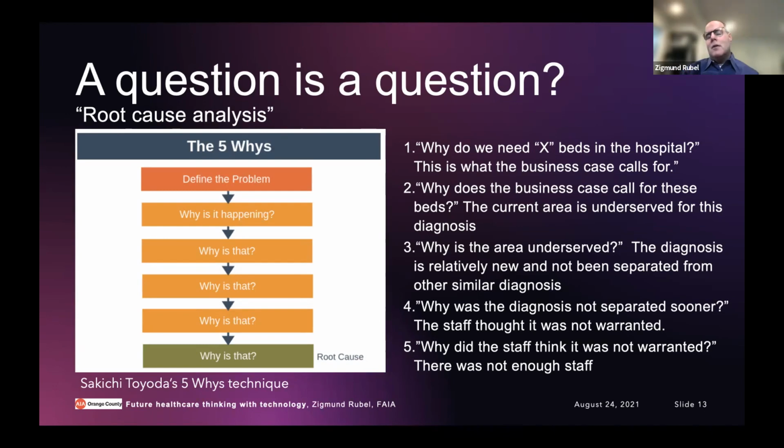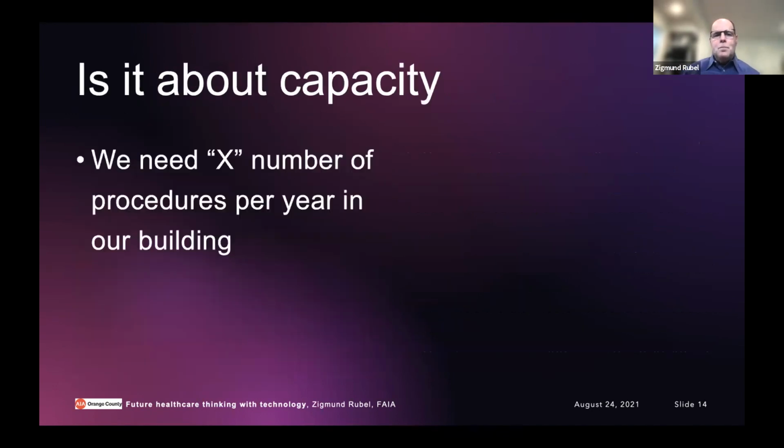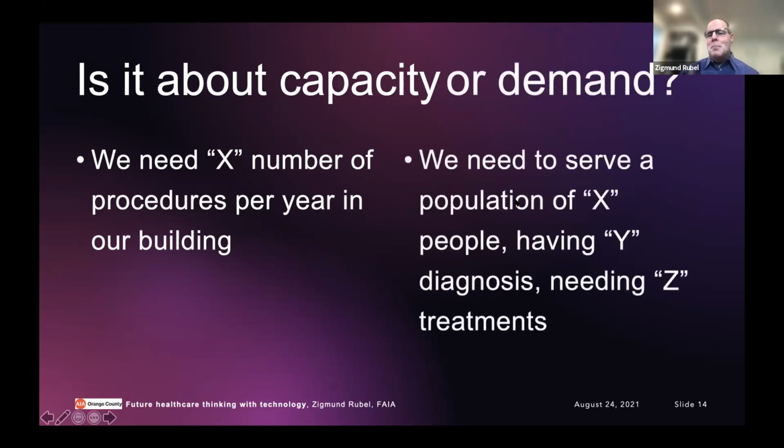And the point here is that they're still not going to provide enough staff, and they're just kicking the can down the road. So unless you can model the healthcare need properly, you're likely not going to be building the right project. So is the problem that we need to solve about capacity, which means, do you have the right number of procedures per year in the building? Or is it about, where's my demand, which is serving the population of so many people having Y diagnosis needing Z treatments?